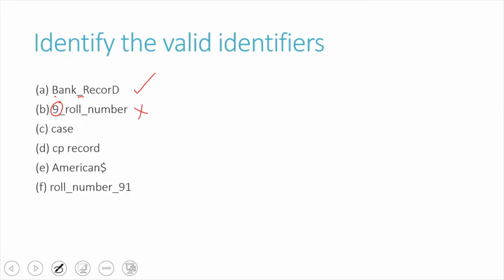The next one is case. Case is a keyword, so we cannot have keywords as identifiers. So we are going to cross that. Then this is also not a valid identifier because it has a space in between CP and record. Then E dollar: this again is not permitted because dollar is a special character and only underscore is permitted. The last one is roll underscore number underscore 91, which is a valid identifier.